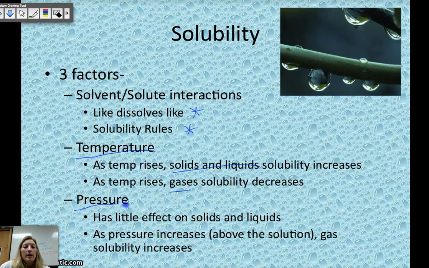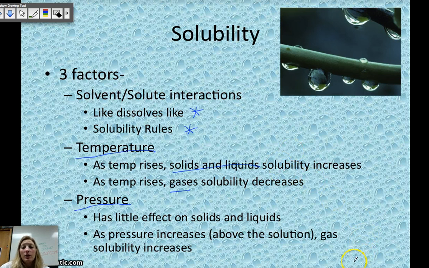Pressure also has a little bit to do with it. If you think about solids and liquids, they're already smushed together for the most part. Pressure really doesn't affect them. But as pressure increases for gases, we can put so much pressure on top of a solution that the gas has to go in. This happens a lot in your soda.